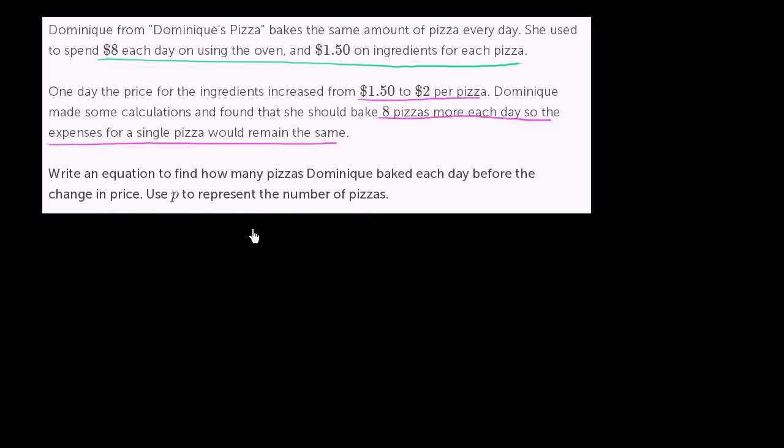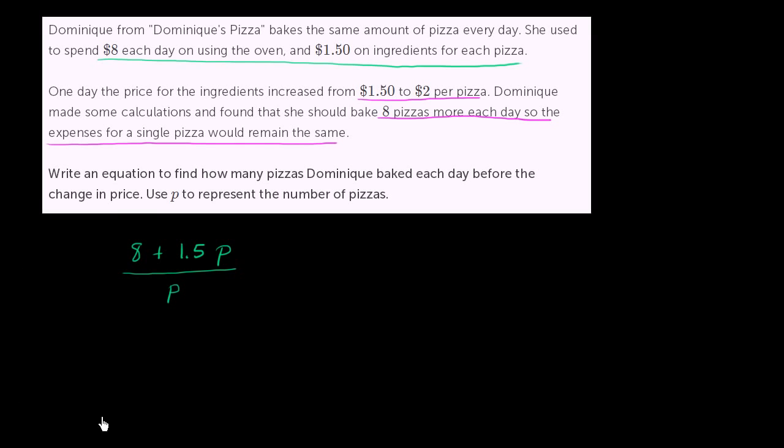So let's just think about her total cost per pizza before and then her total cost per pizza after if she bakes 8 more pizzas. So before, we're going to use P to say that's the number of pizzas she baked per day before the change in price. So before the change in price, on a given day, she would spend $8 on the oven and then $1.50 on ingredients for each pizza. So $1.50 times the number of pizzas. This would be her total cost on all the pizzas in that day. It's the oven cost plus the ingredients cost. So if you wanted this on a per pizza basis, you would just divide by the number of pizzas.